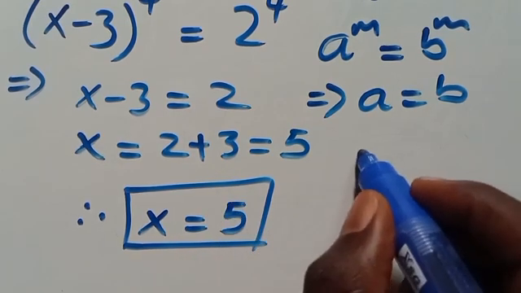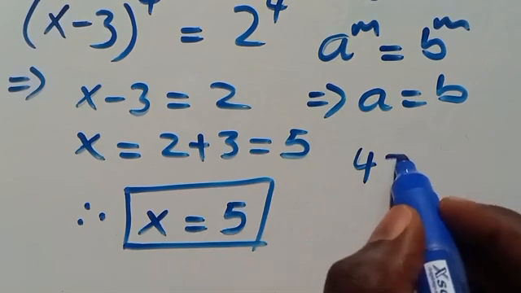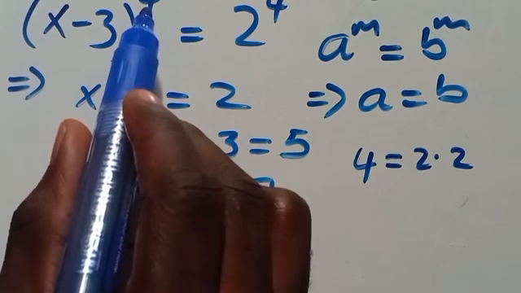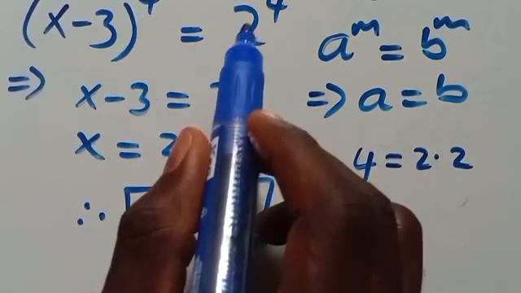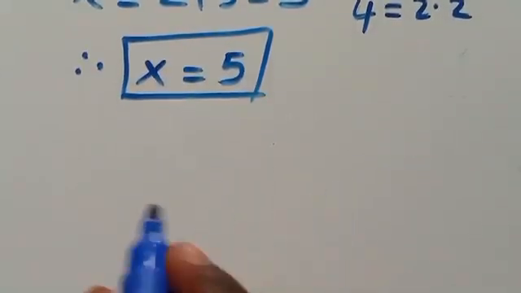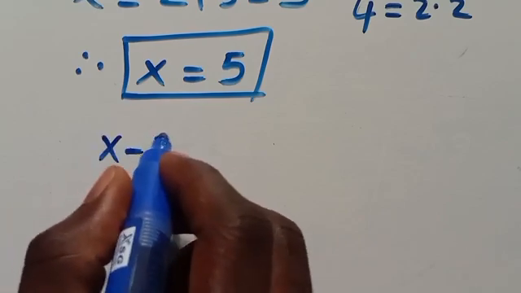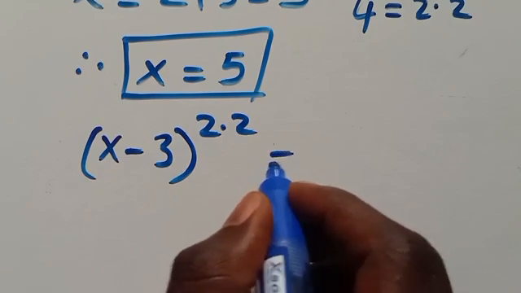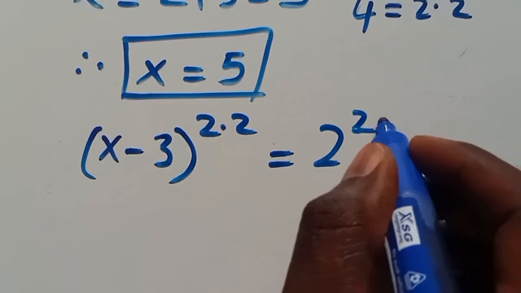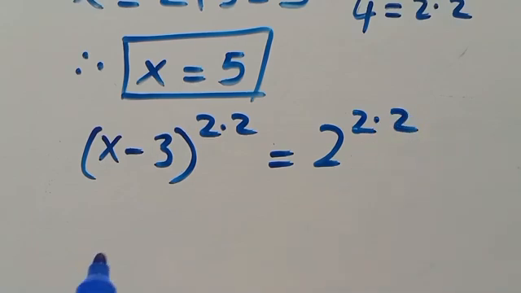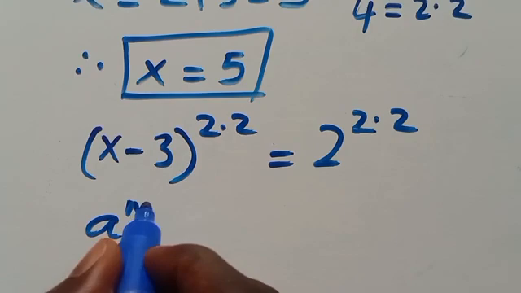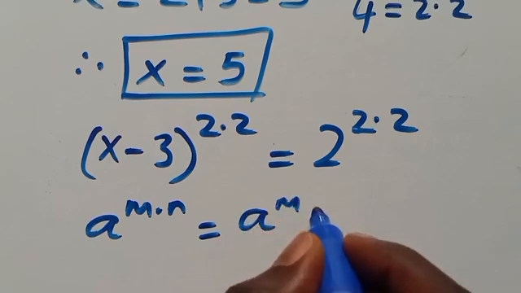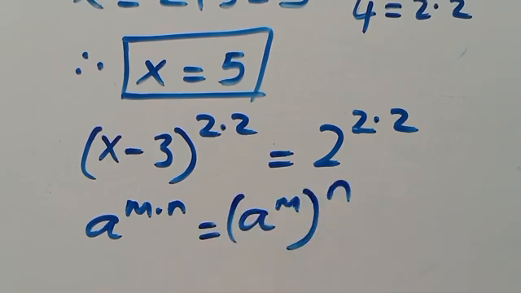Mind you that we can have this 4 as the product of 2 times 2. So let's replace 4 with 2 times 2 here and here as well. Then we have (x - 3)^(2×2) = 2^(2×2). Then recall that a^(m×n) can be written as (a^m)^n.